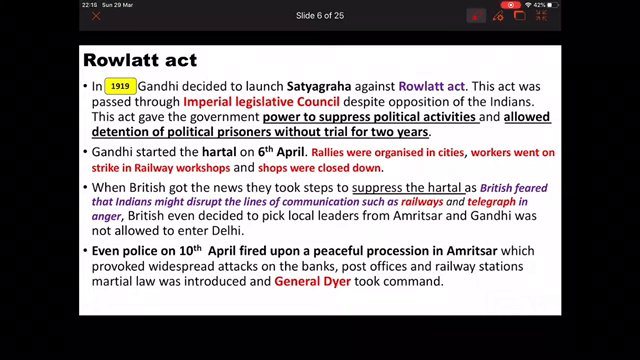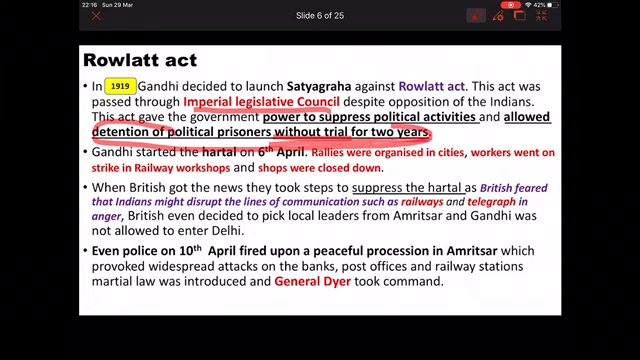Now the British passed this particular law in the Imperial Legislative Council, and this law was protested by the Indians. Yet the British did not pay enough attention to the Indians, and passed this law despite the opposition of the Indians. The Imperial Legislative Council is a central legislative council which is present in Delhi. When the bill was passed, it became an act, and this act gave the government the power to detain any kind of political prisoners without trial for 2 years.